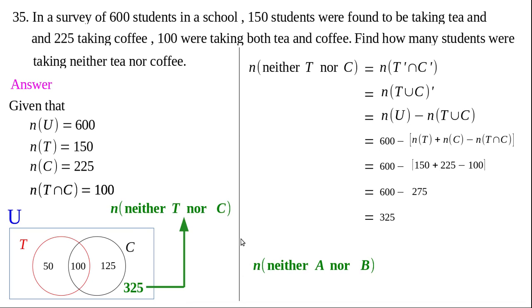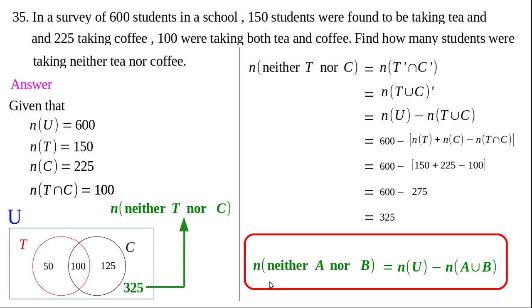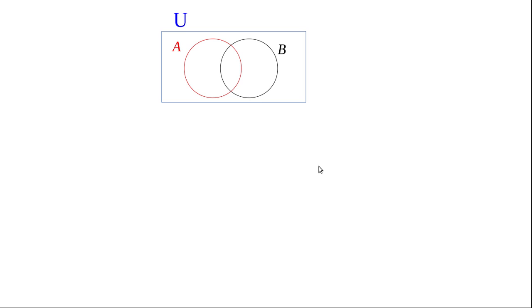In short, number of neither A nor B is equal to number of U minus number of A union B. This is a very important formula. Okay, let us generalize this result.